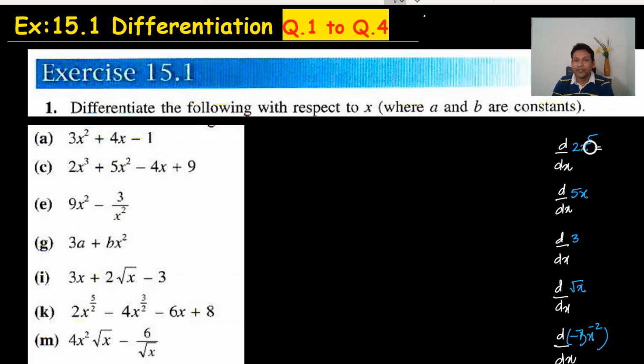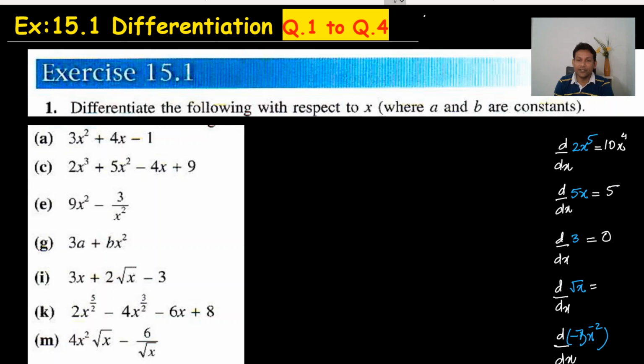What do we do in the differentiation? 5 multiplied by 2 is 10, and the power will become 1 less, so this will become 4. The differentiation of 5x is only 5. The differentiation of the 3 is 0. It means the constant term differentiation is always 0.